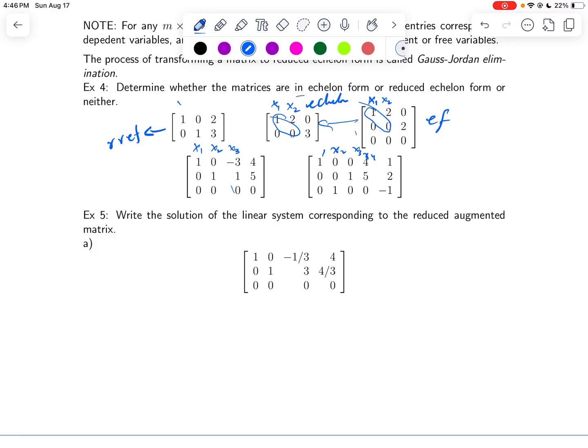Looking at this fourth matrix, the 3 by 4. So this is the diagonal. You can see all entries below the diagonal are 0. Entries above the diagonal may be 0 or not 0, and also the entries on the diagonal are not all 1. This is in echelon form.